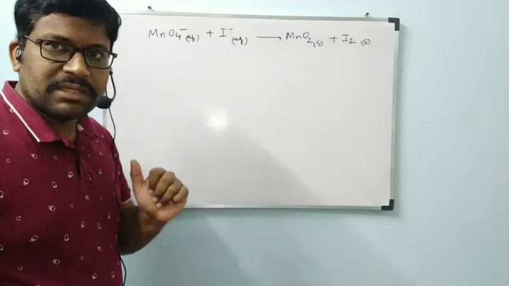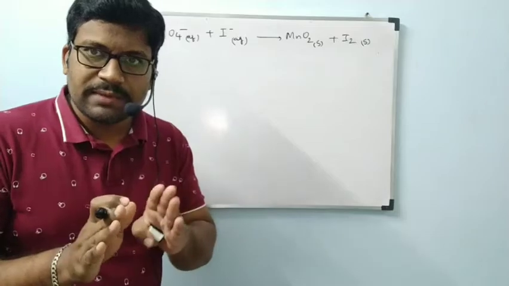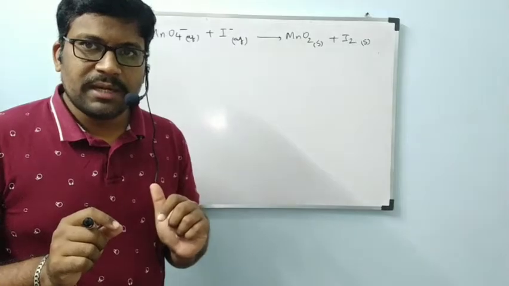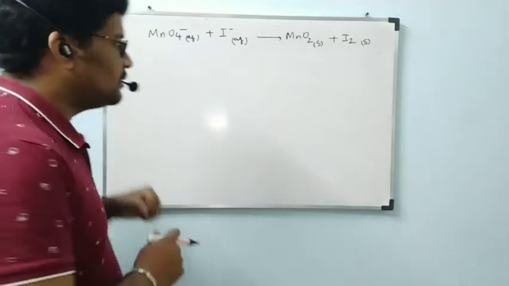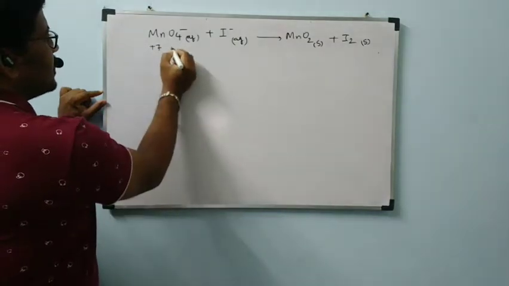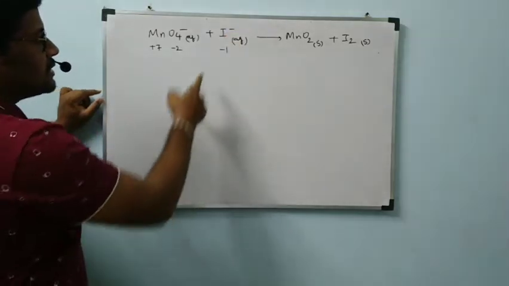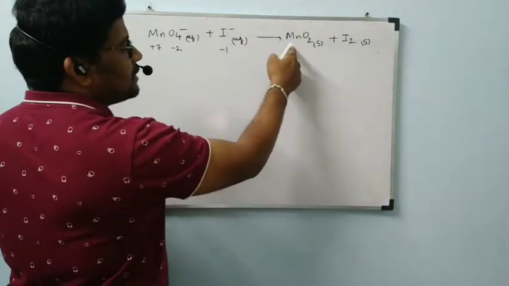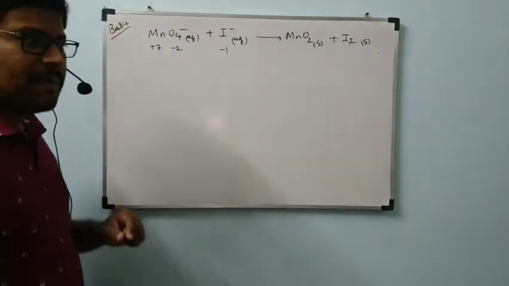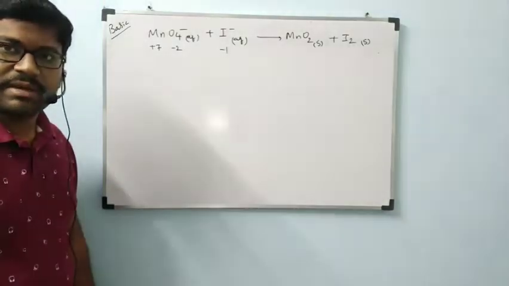How are we going to balance in basic medium? Let us see. First, same like acidic medium. Everything is the same, only one step is different when coming to basic medium. First, write the oxidation numbers. Manganese plus 7, oxygen minus 2, iodine minus 1, because it has a minus 1 charge. That's why I wrote the same minus 1 here. Write the heading: balancing of redox reactions in basic medium.